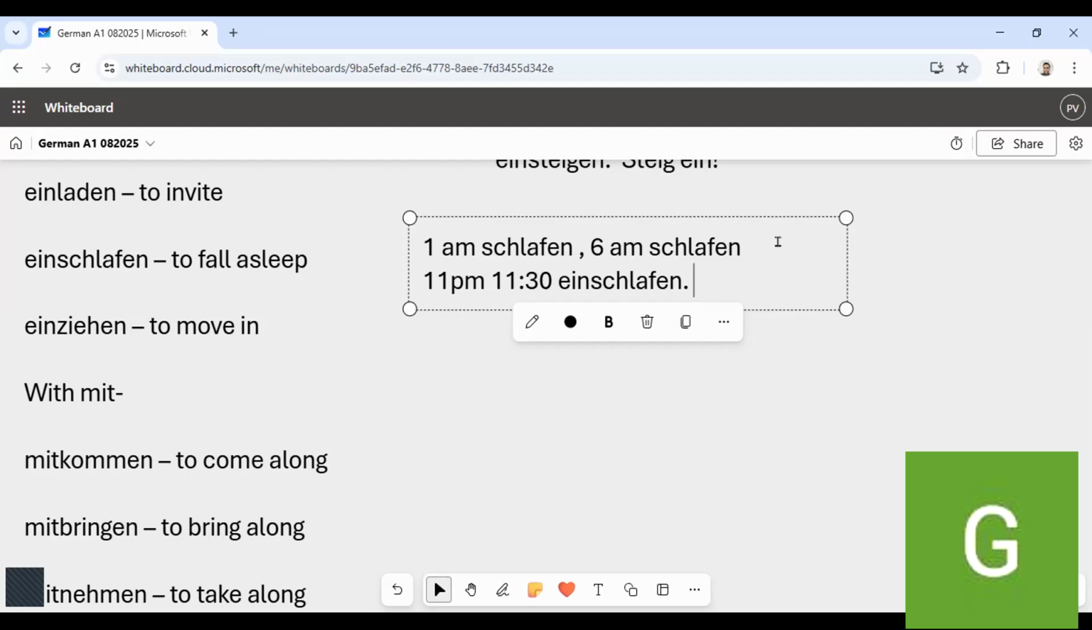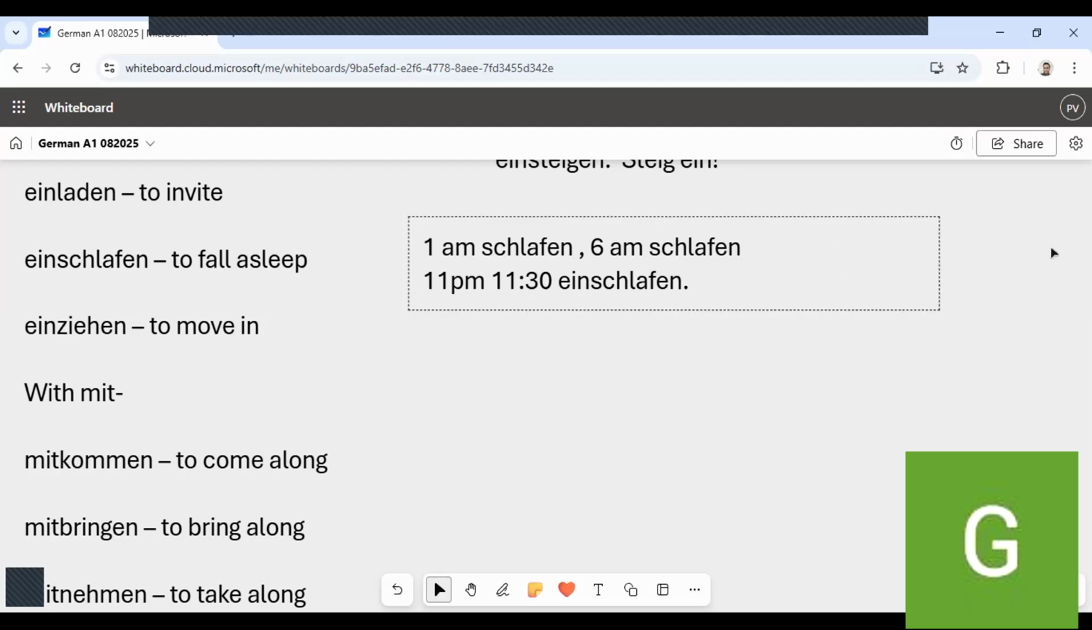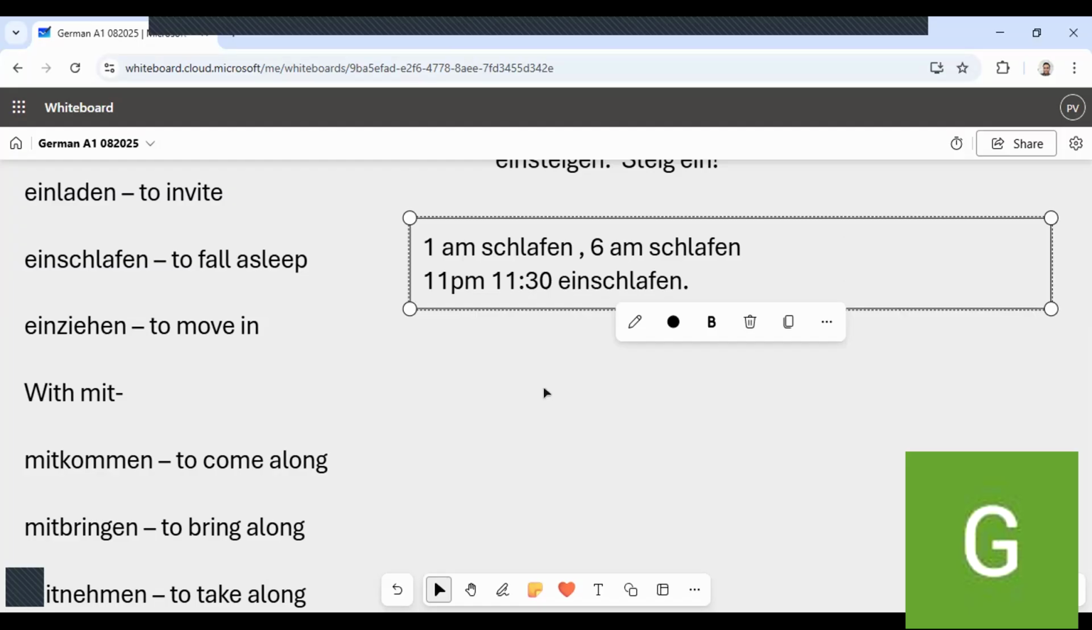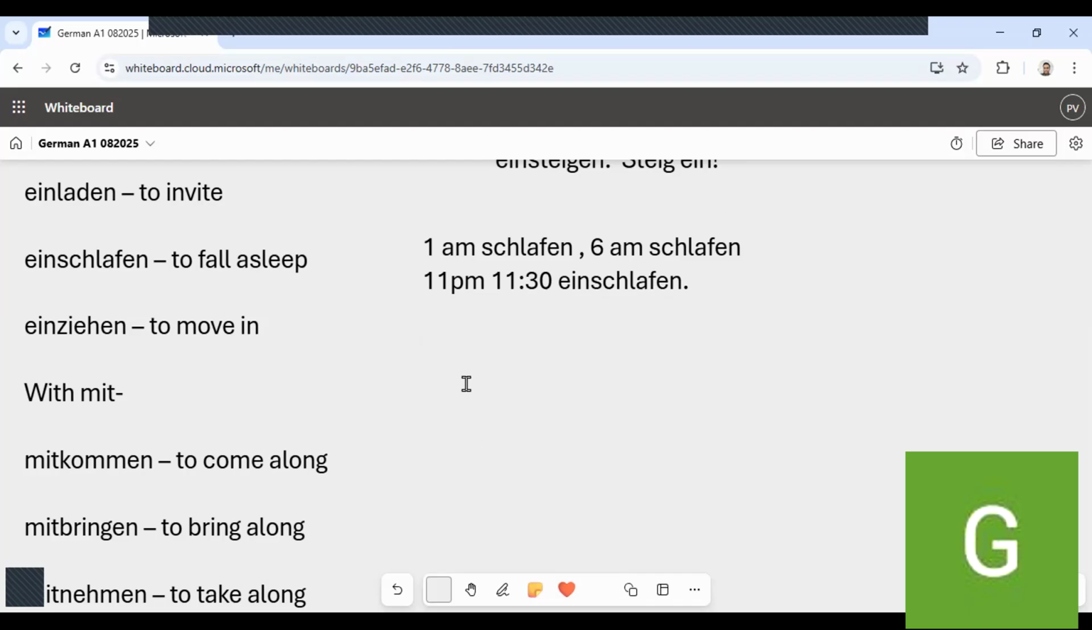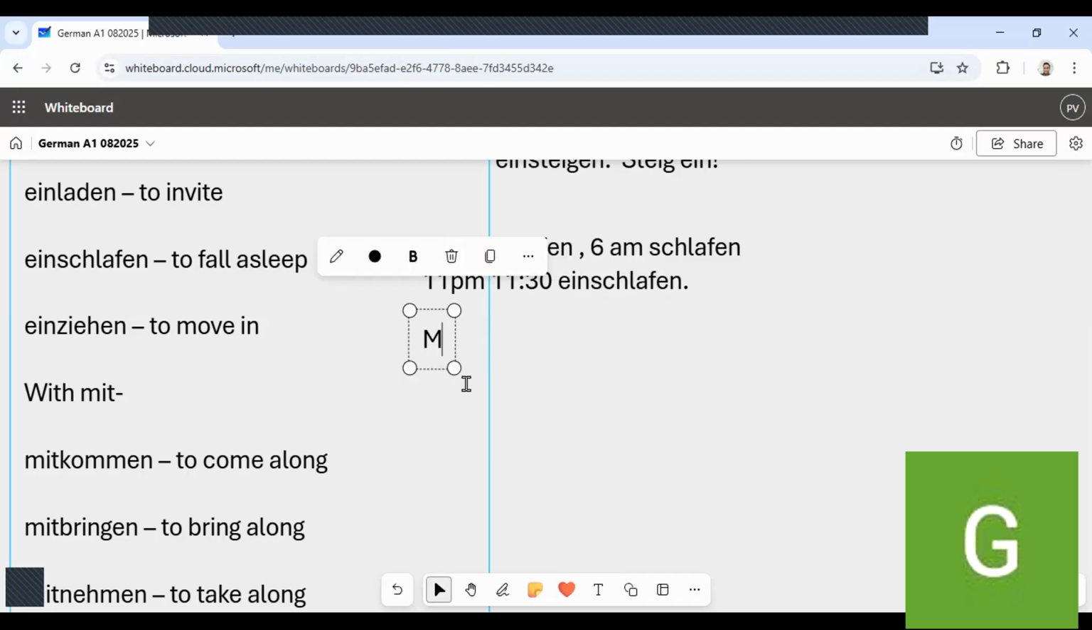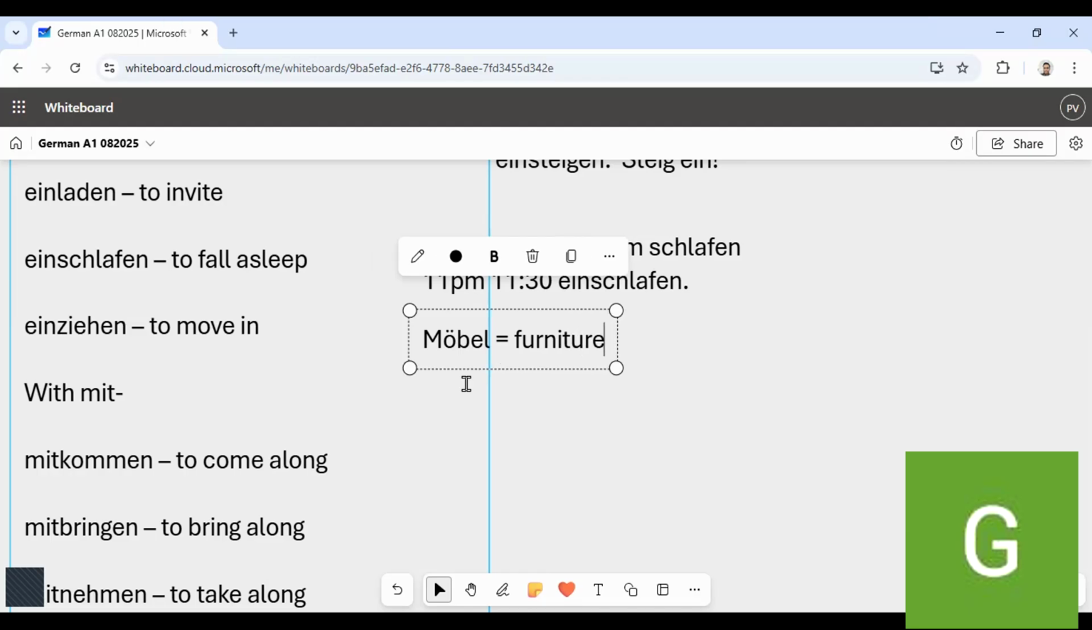Einziehen means, suppose if you are moving into a new apartment, any new place, then einziehen. Or even if you are moving into a new city, also you will say, but with your luggage, with your furniture, mobile. Furniture is mobile. This is furniture. Suppose if you are moving into an apartment or into a city with your furniture, you will say ich ziehe ein.